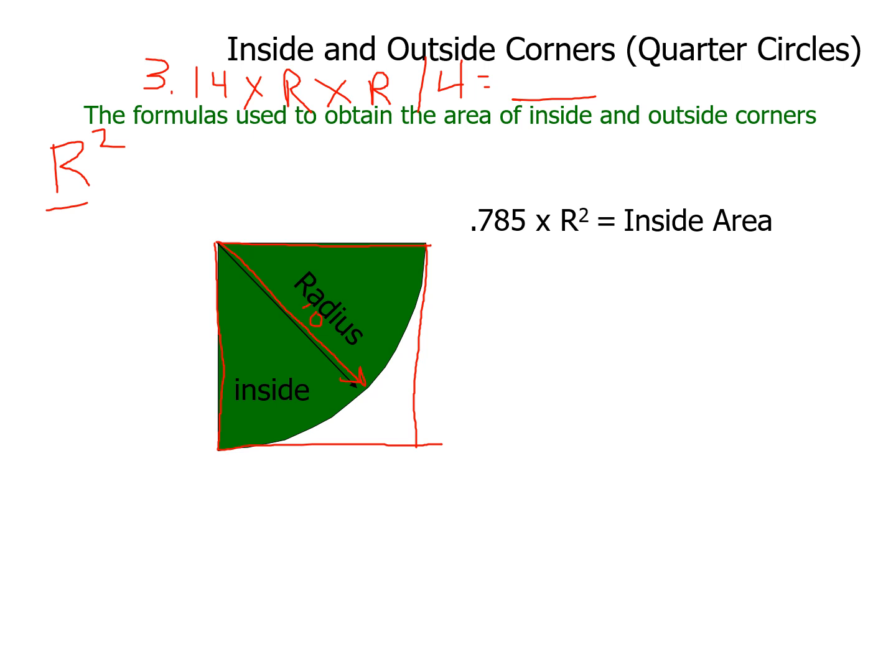Okay. So the radius times the radius. That's what I just did. Well, what's left is pi divided by 4. What's a quarter of pi? 3.14 divided by 4, a quarter. That's 0.785. It's a quarter of pi.